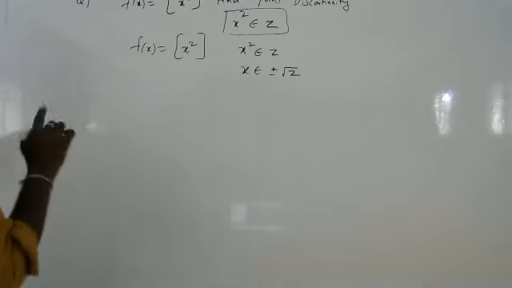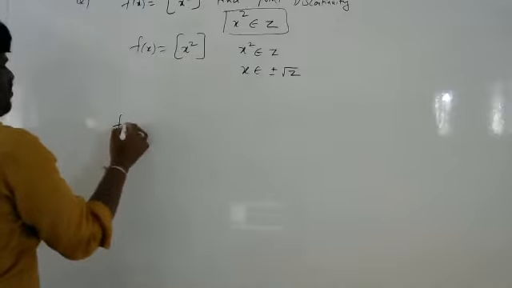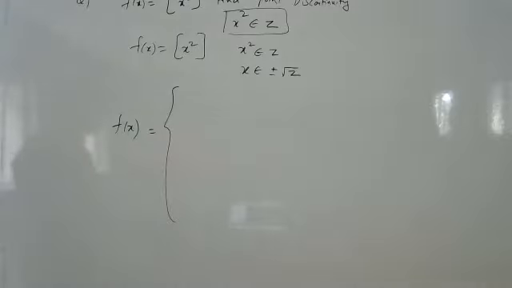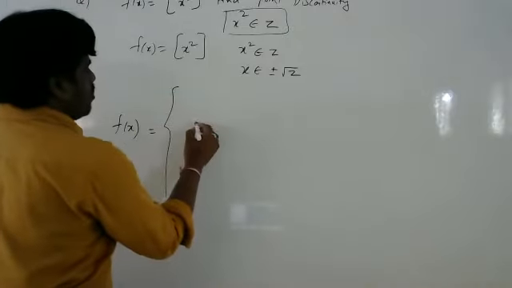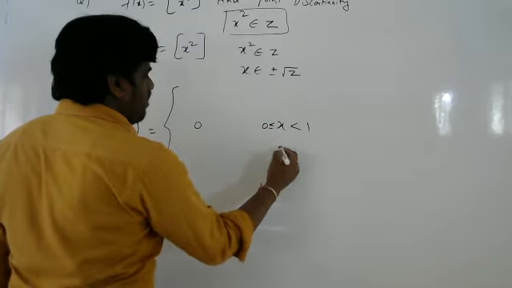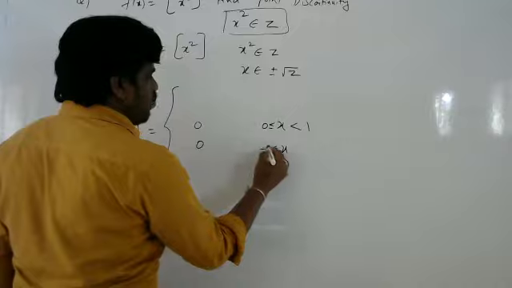Now what I can do here is take f of x equal to 0. Tell me, anybody, when does f of x become 0? Anyone? f of x is equal to 0 when x is in the open interval between 0 and 1, and even when x is between minus 1 and 0.